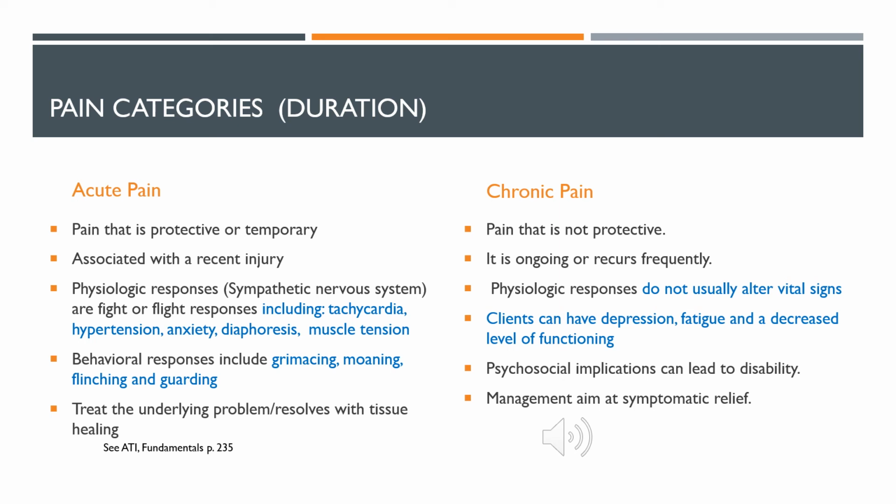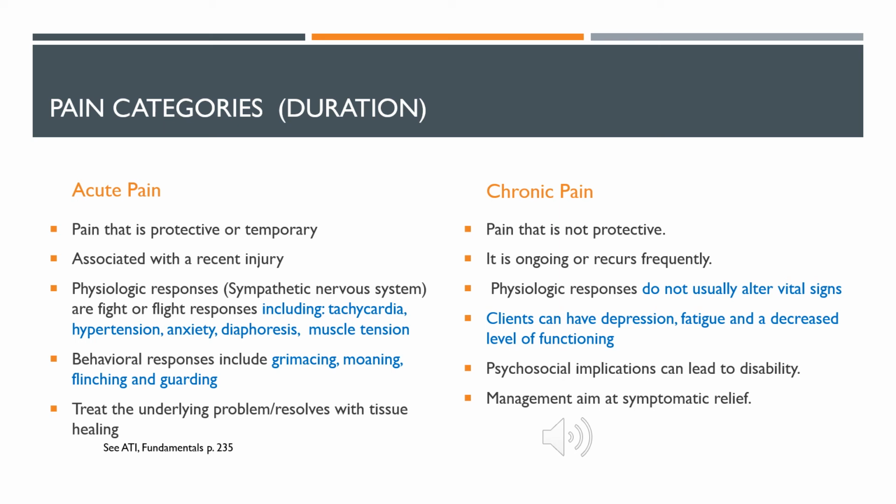Chronic pain is not protective. It's ongoing or recurs frequently. Usually it's lasting longer than 6 months, and it persists after that tissue healing has taken place. With people that have chronic pain, a lot of times their vital signs will not vary. You won't see it like you do in acute pain. Not that you don't, but sometimes with physiologic responses in chronic pain, you don't usually see an alteration in vital signs.